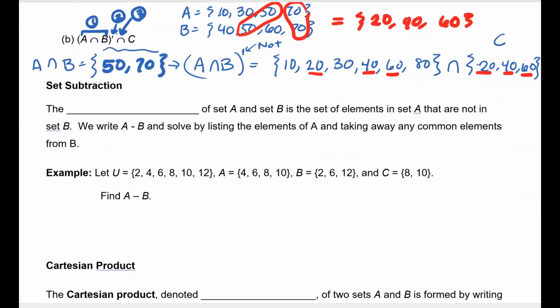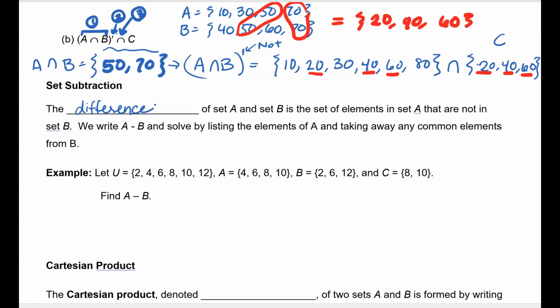So we're getting to the end here. We need to talk about subtraction. So set subtraction is just referring to the difference. We can use the word difference to describe subtraction. It's the difference of set A and set B, and there's an explanation there. Let's actually just do the example as we talk about this explanation.